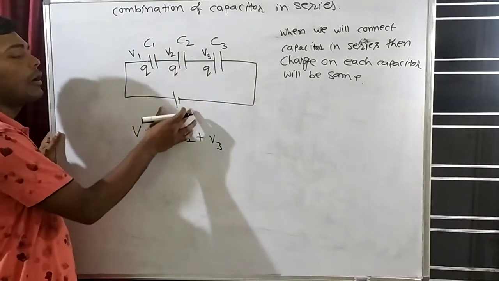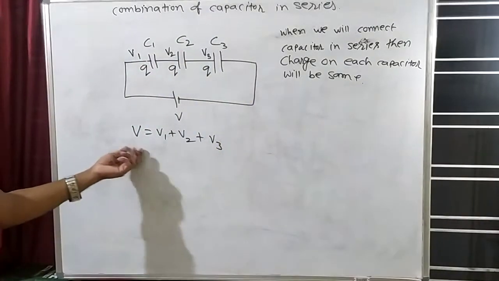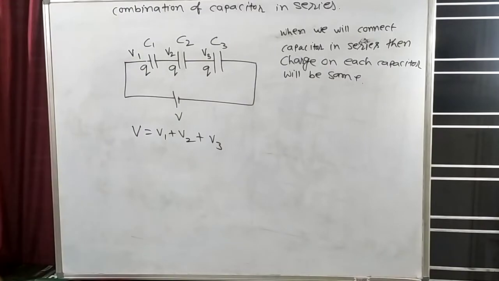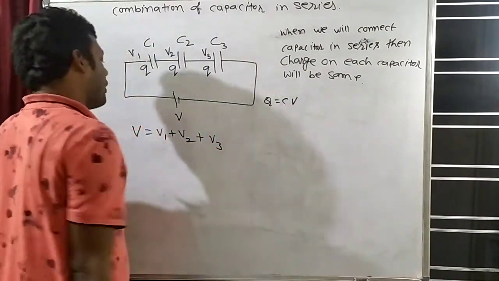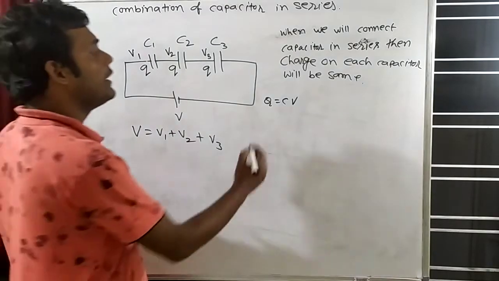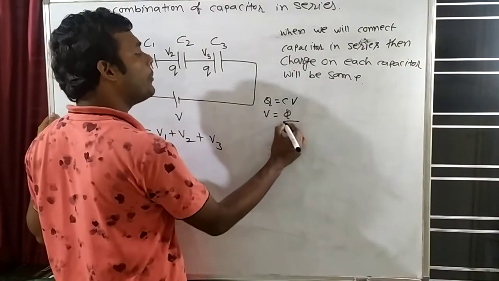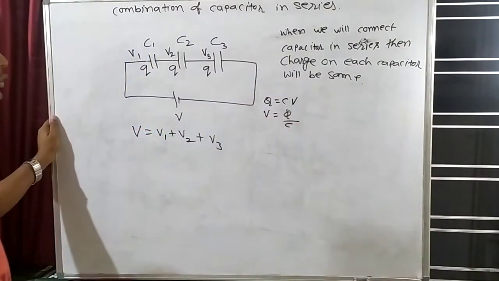What will be the sum of the individual potentials? The total potential is equal to the sum of the individual potentials. And we know the formula Q is equal to CV. In a capacitor, what formula is there? Q is equal to CV. So what will be V? V is equal to Q by C.